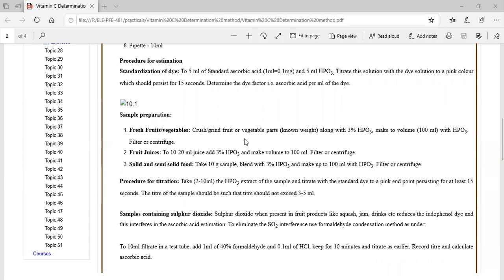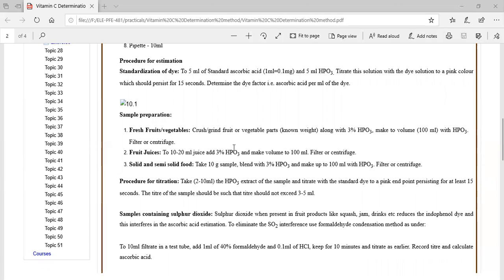Crush or grind the fruit or vegetable parts of known weight, take along with the 3% HPO3, and make the volume up to 100 ml with the HPO3 solution, and filter or centrifuge it.